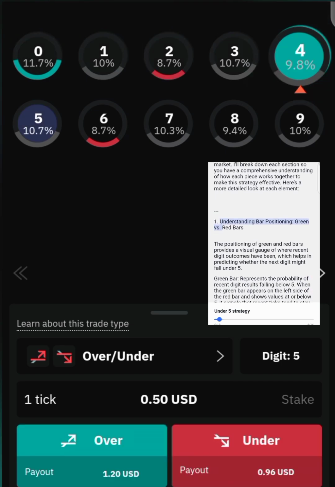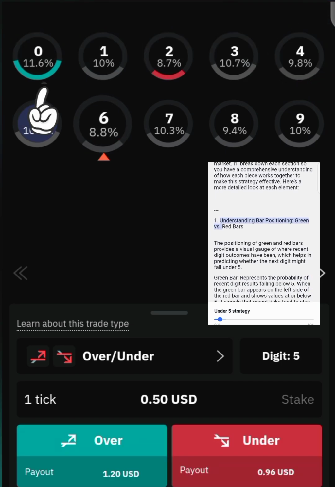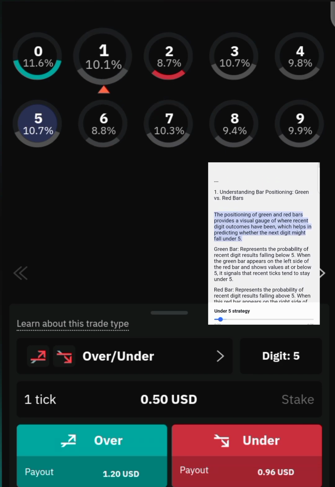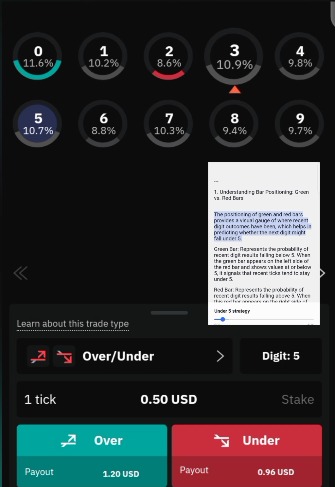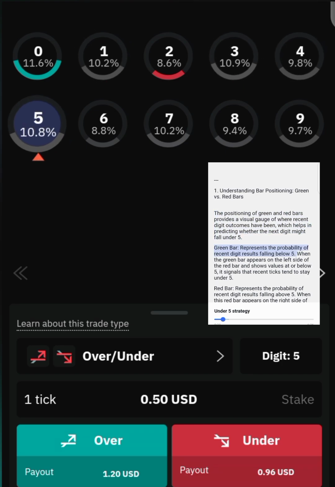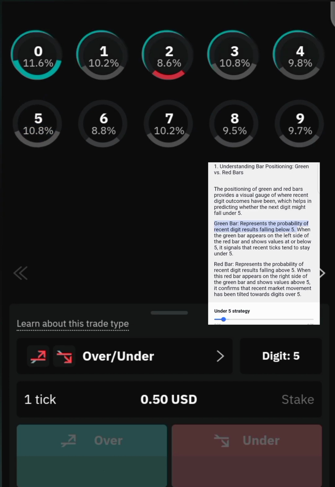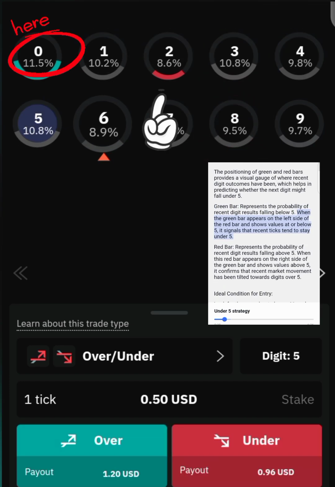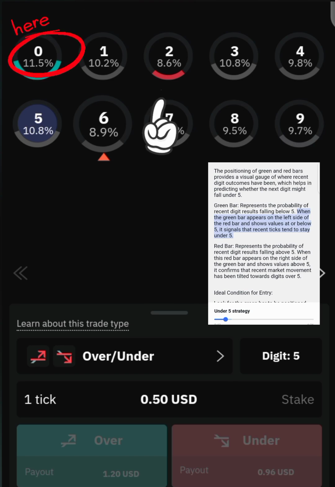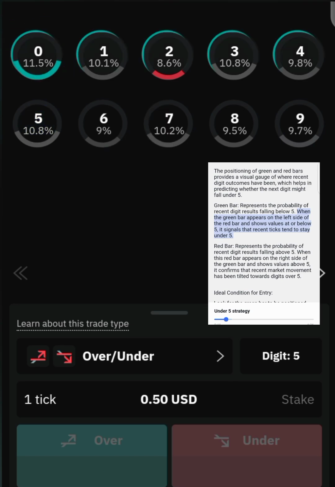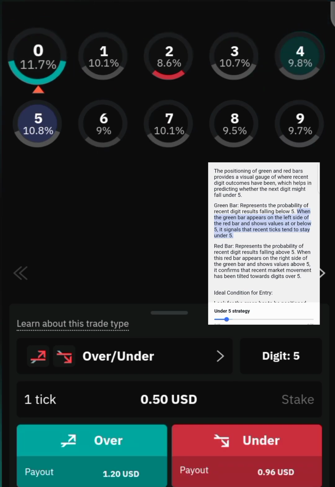1. Understanding bar positioning, green versus red bar. The positioning of green and red bars provides a visual gauge of where recent digit outcomes have been, which helps in predicting whether the next digit might fall under 5. Green bar represents the probability of recent digit results falling below 5. When the green bar appears on the left side of the red bar and shows values at or below 5, it signals that recent ticks tend to stay under 5.